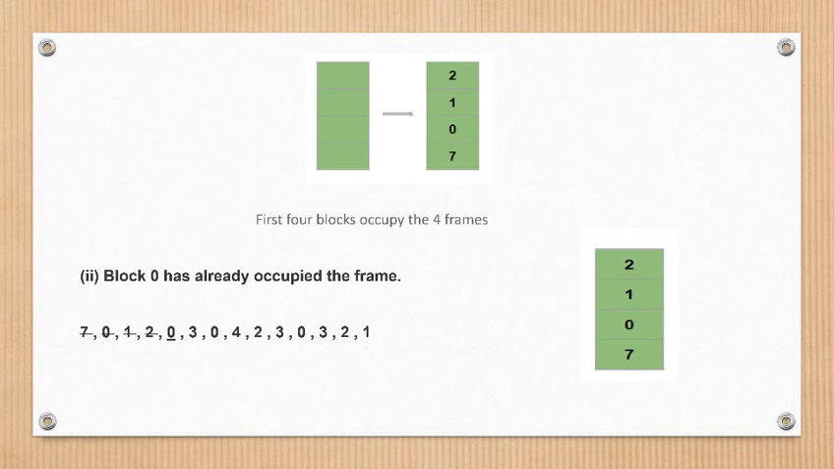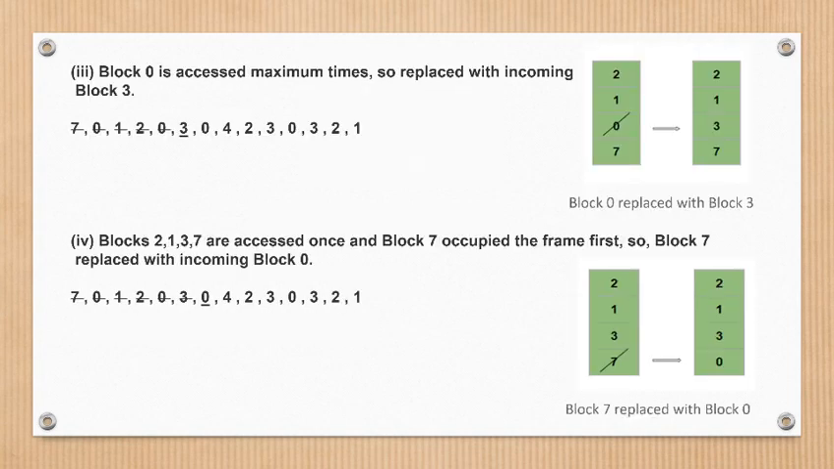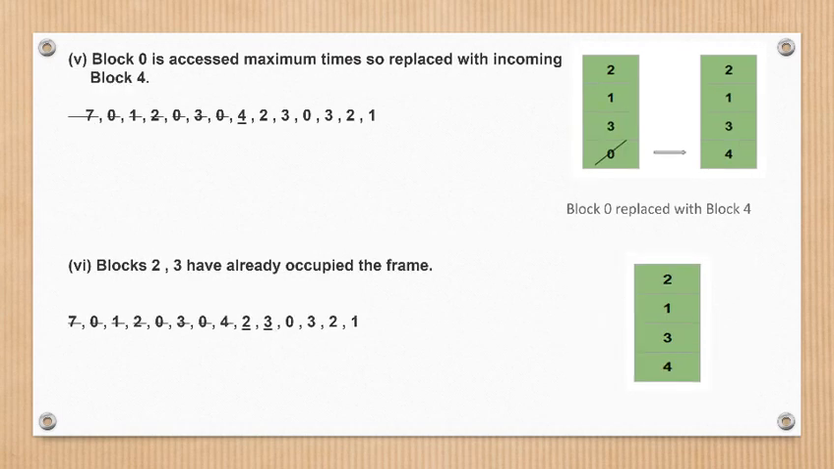Coming to step 2, block 0 has already occupied the frame. Step 3. Block 0 is accessed the maximum number of times, so it is replaced with incoming block 3. Step 4. Blocks 2, 1, 3, 7 are accessed once, and block 7 occupied the frame first, so block 7 is replaced with the incoming block 0. Coming to step 5, block 0 is accessed the maximum number of times, so it is replaced with incoming block 4.